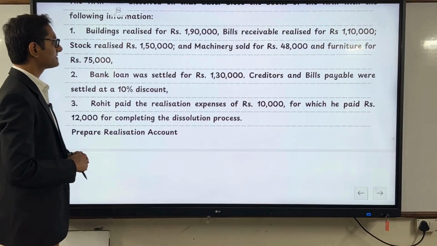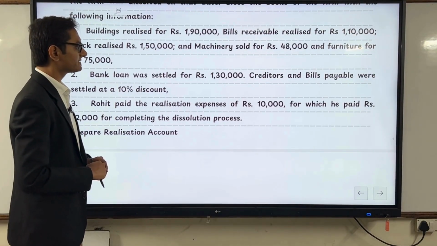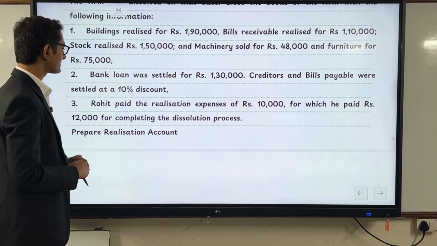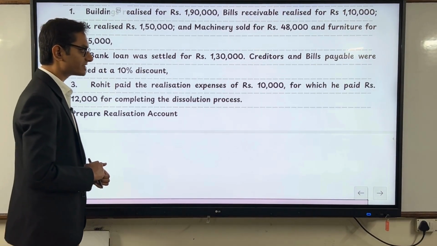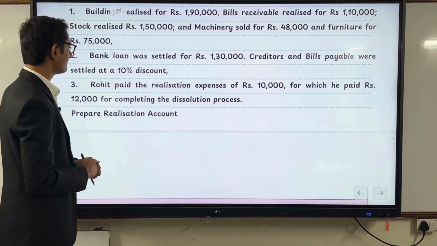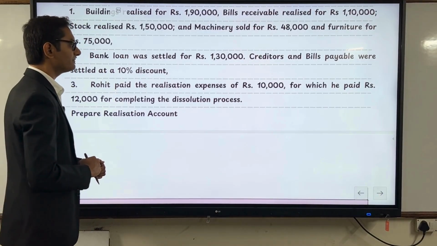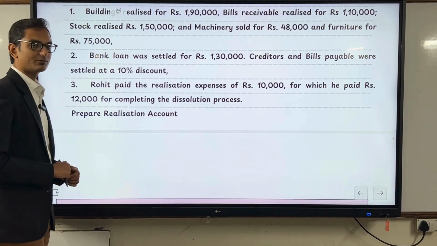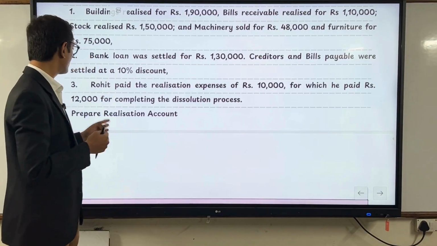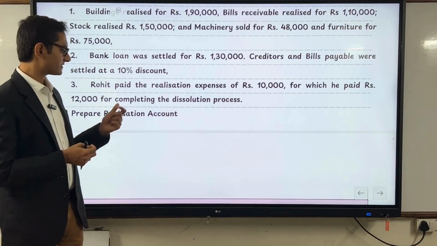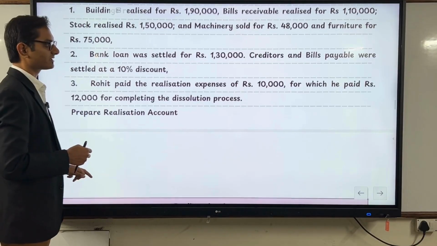Bank loan was settled for 1,30,000. Creditors and bills payable were settled at 10% discount. Rohit paid off the realization expense of rupees 10,000 for which he paid rupees 12,000 for completing the dissolution process. Rohit को हमने 12,000 पे किए हैं to pay the realization expense, and he has paid 12,000 for the dissolution process. Prepare the realization account.